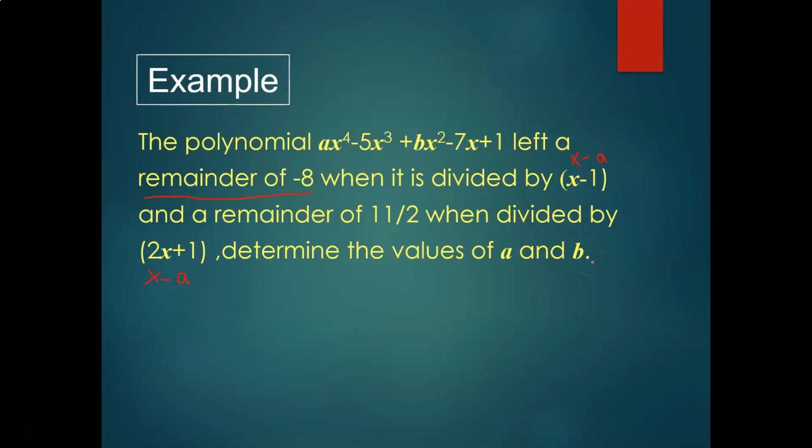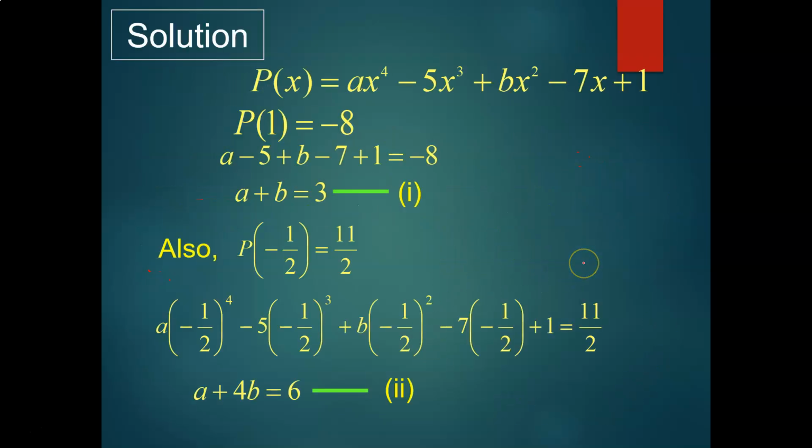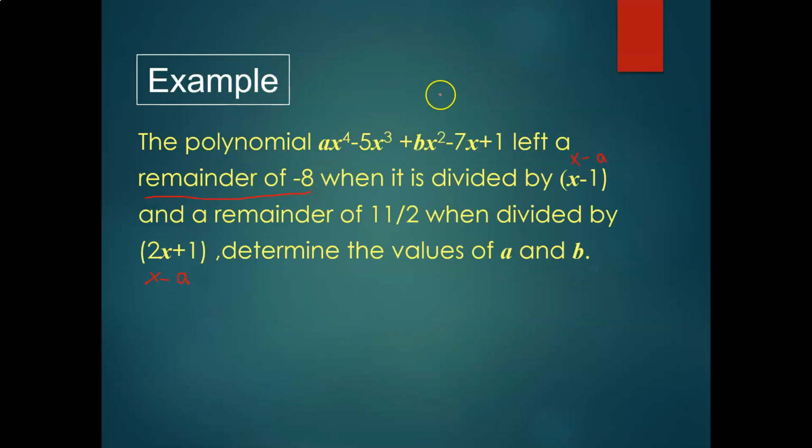So, in this situation, you have 2 remainders and you have 2 divisors. So, you have to find 2 unknowns, a and b. What happened is that kita ada polynomial yang ni, yang dia dah bagi ni. This is your polynomial.